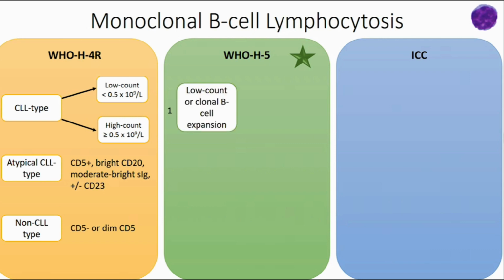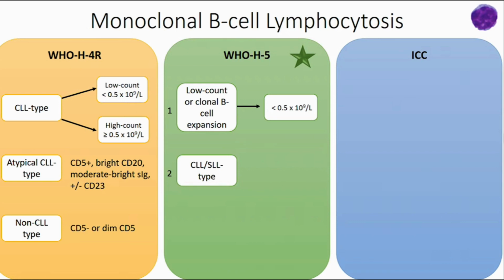So in comparison, the WHO 5 is similar. They do have 3 new subtypes, the first of which they call a low count or clonal B-cell expansion. I don't see anything so far about the need for CD5 positivity here, but they have that same cutoff of below 0.5 as the low count in the 4R.